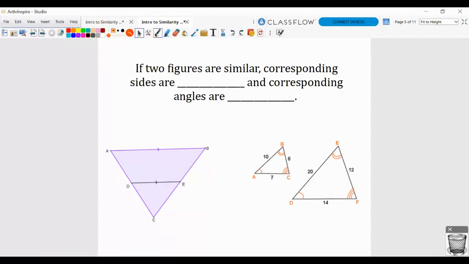So just to summarize what I've said in the last few slides, if two figures are similar, corresponding sides are proportional. There's no symbol for proportional. I keep saying that because that's a super common misconception. That similarity symbol means similar, it does not mean proportional. And similarity comes from sides being proportional and corresponding angles being congruent.